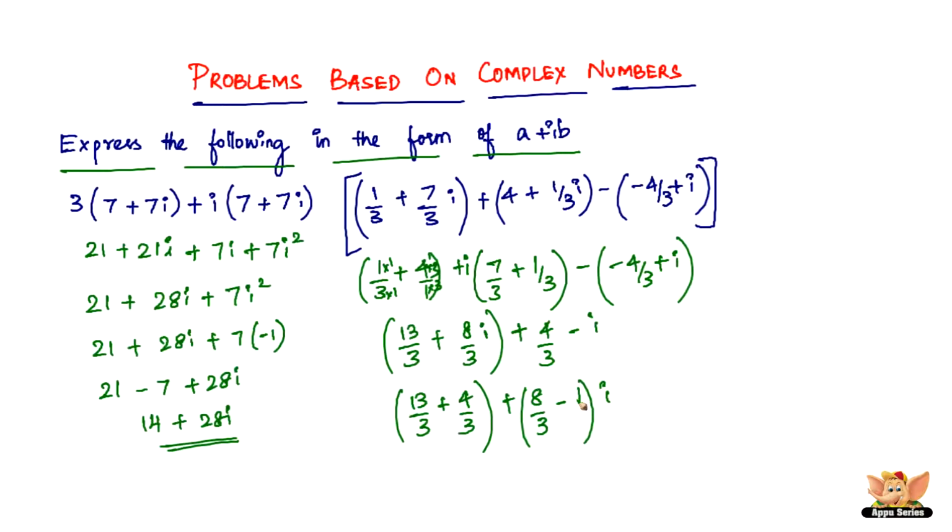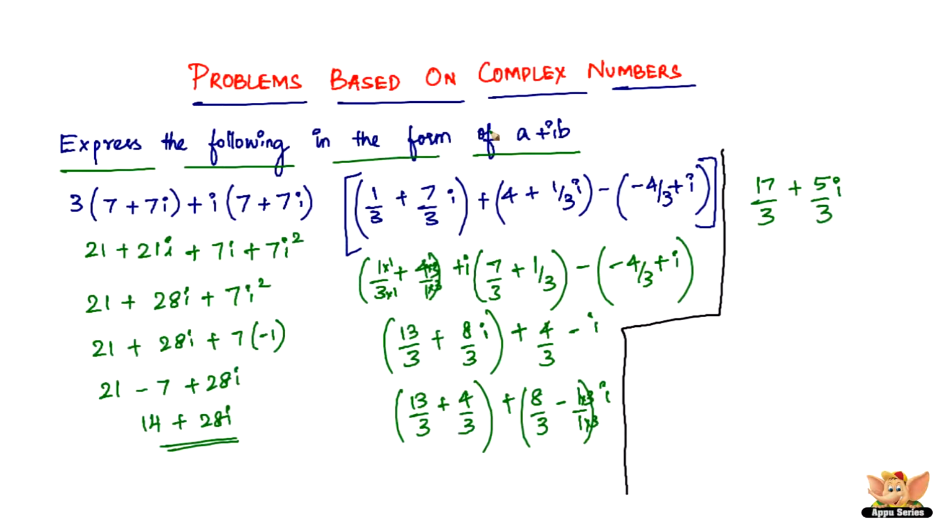if you take out i from this, you just have 1, right? So 13 by 3 plus 4 by 3 is nothing but, the denominators are equal, so just add the numerators right away. So we have 13 plus 4 by 3 is 17 by 3, plus 8 by 3 minus 1, which is nothing but, let's write this as 1 by 1. The LCM is going to be 3. So 8 minus 3 is going to be 5. So it'll be 5 by 3 times i. So this whole thing can be expressed in the form of a plus ib by writing it as 17 by 3 plus 5 by 3i.